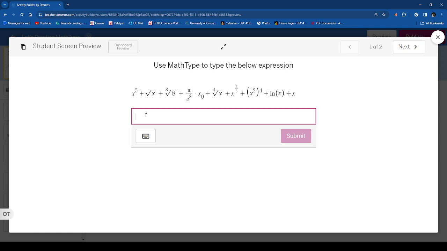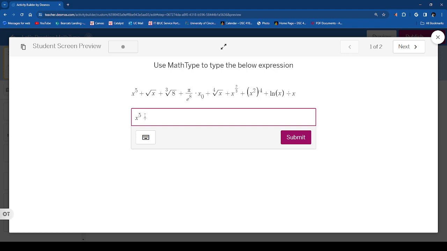This first term is x to the fifth. I'm just going to type in x, and to initiate the exponent, I'm going to hit the shift and the 6 key at the same time. So shift 6 gets me the exponent, and I'll type in the exponent 5, and then I have to get out of the exponent by hitting the right arrow key. When I right arrow key out, it gets me out of the exponent.